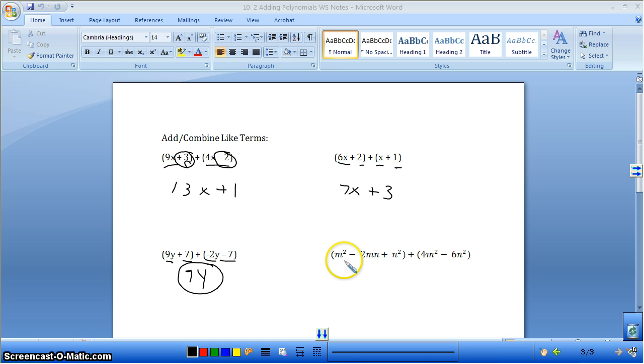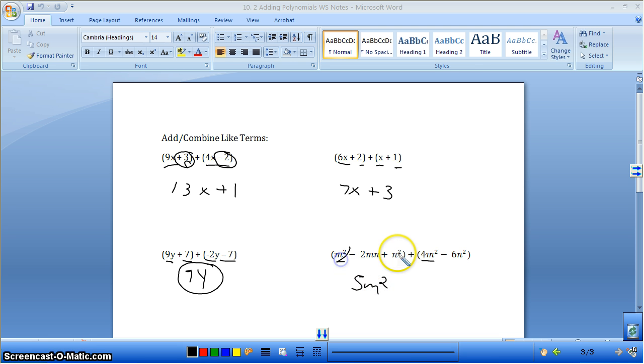Alright, so now I have a trinomial, okay, added to a binomial. Okay, and all you're doing is looking for your like terms. You have an m squared here, so you want to look over here and see, do you have any other terms that have the m squared? And since you do, you can add those together. M squared plus 4m squared gives you 5m squared.